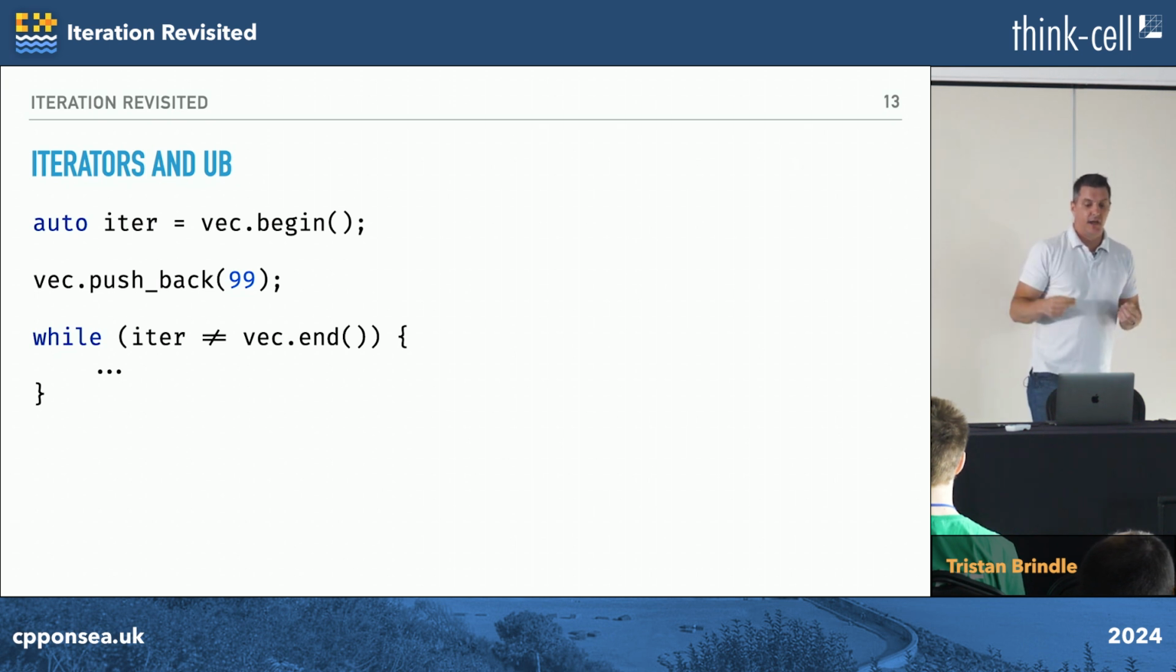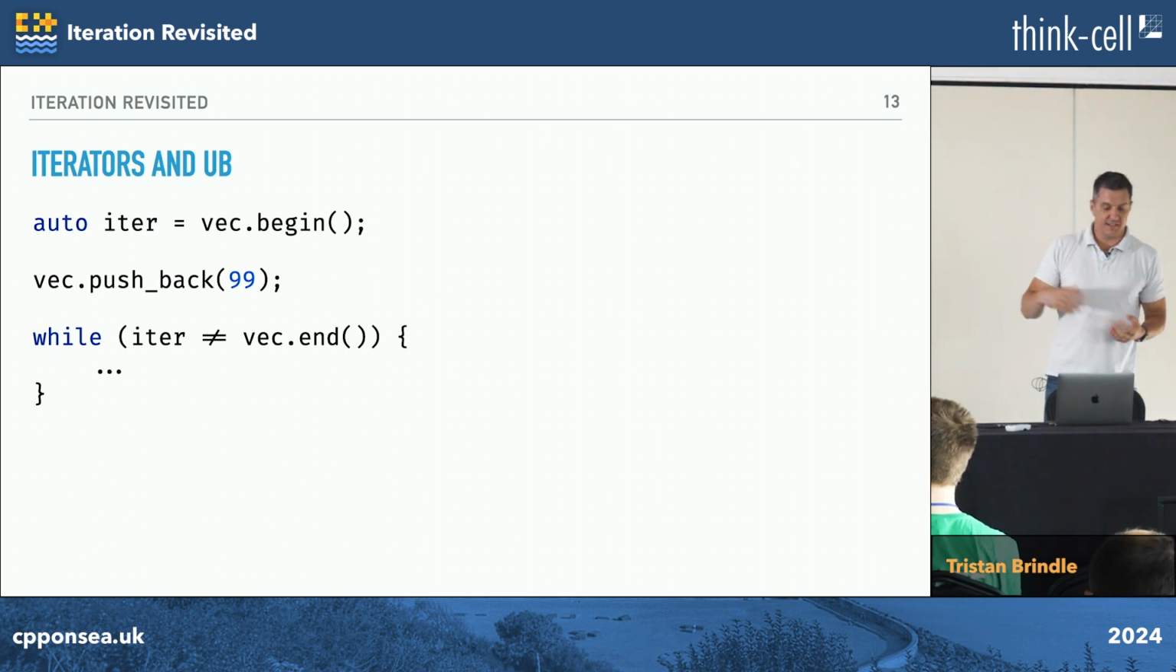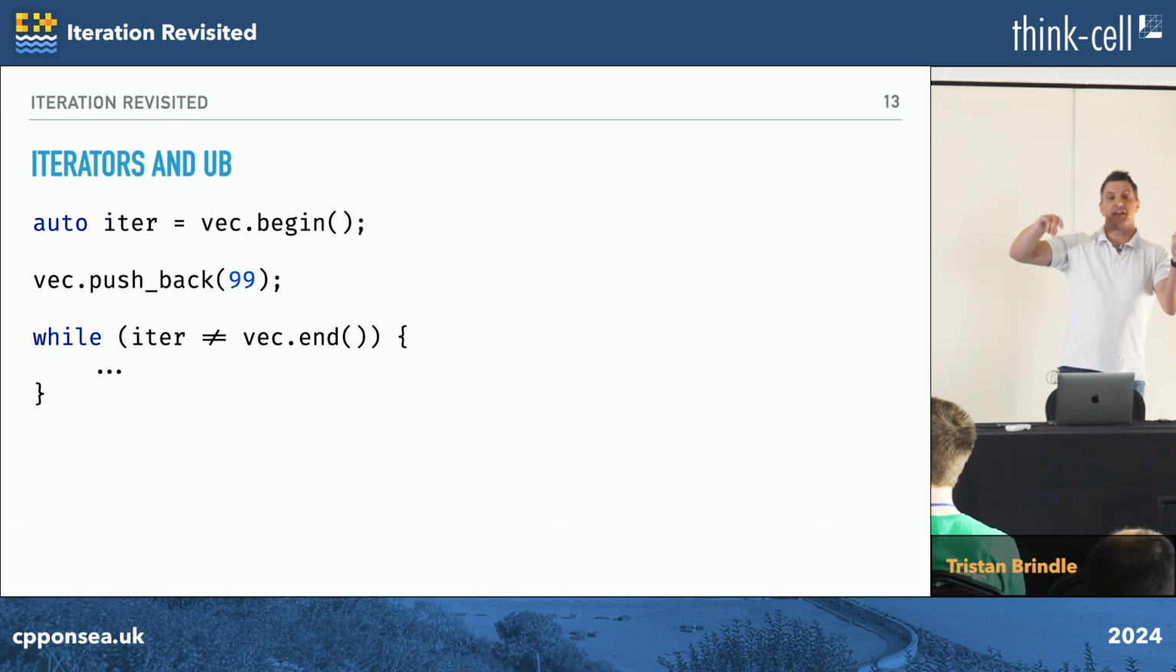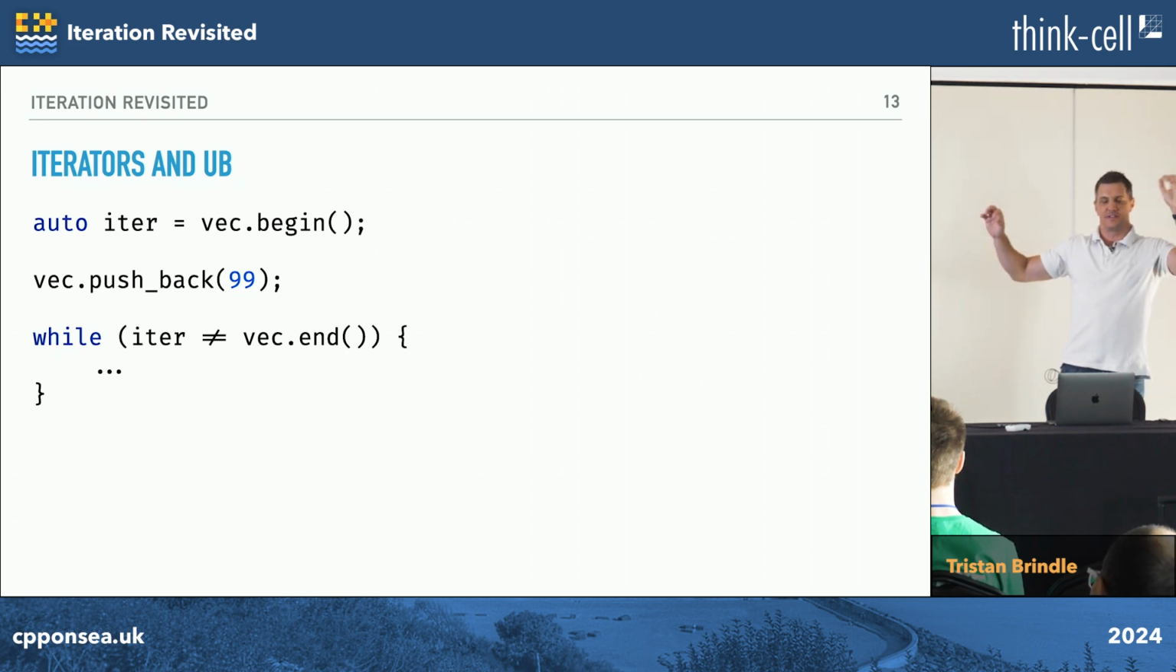And so in the while condition there, we're comparing iter to vec.end. This is comparing some dangling pointer to vec.end, which is going to give us the address of the end of some completely different array that might be somewhere completely different in memory. And we're comparing two pointers that we're not allowed to compare by the standard. So this is going to be undefined behavior.